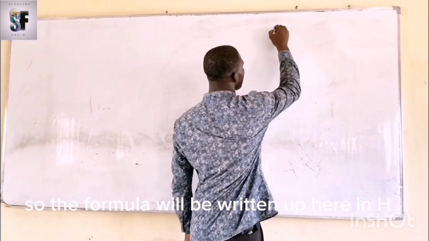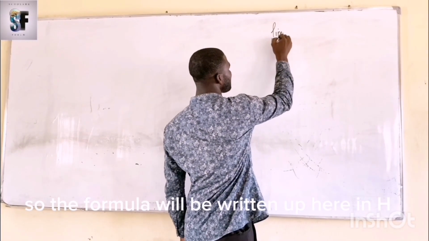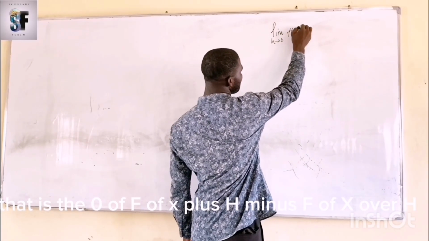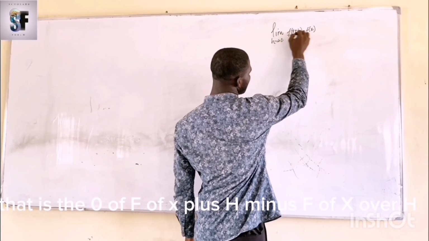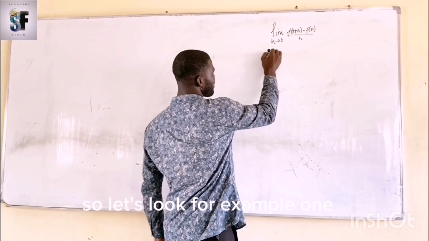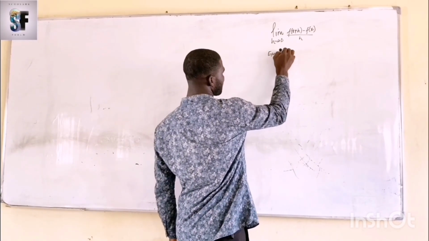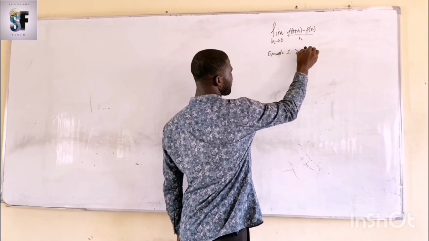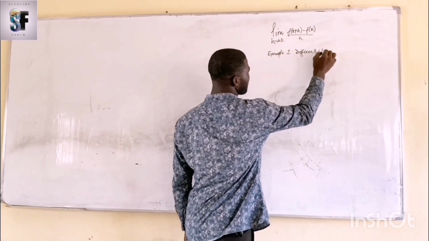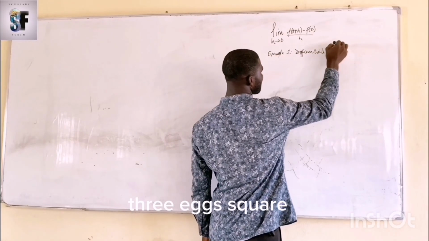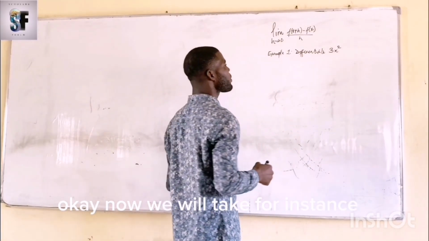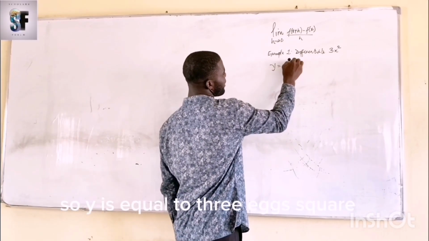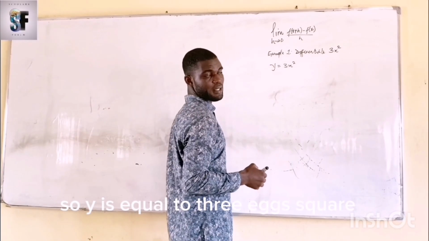So the formula will be the limit as h tends to 0 of f of x plus h minus f of x over h. So let's look at example 1. Differentiate 3x squared. Okay? Now we could take for assumption that the function is named y. So y is equal to 3x squared.